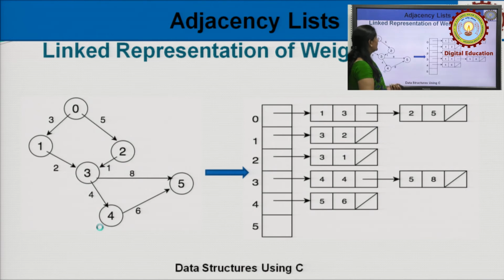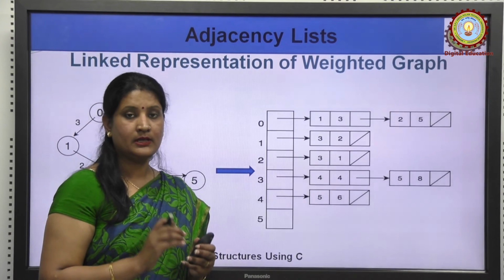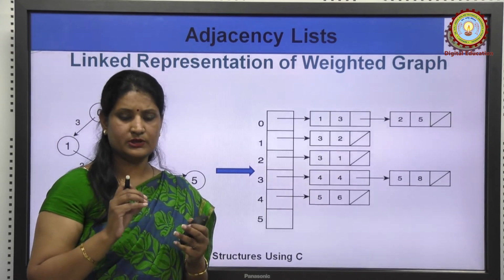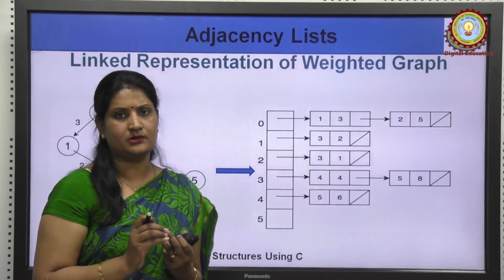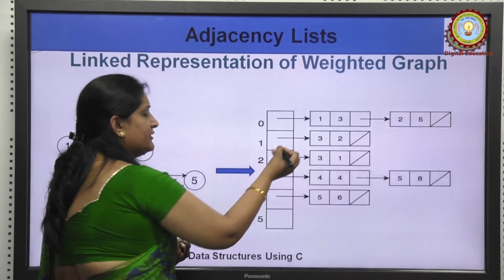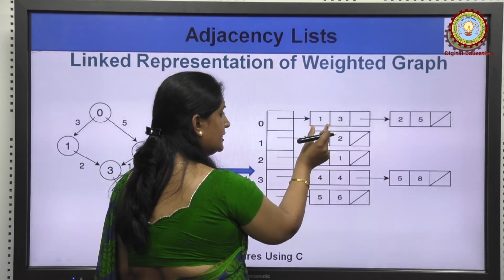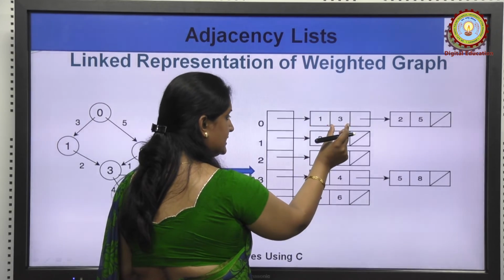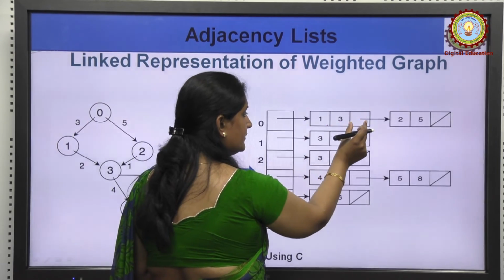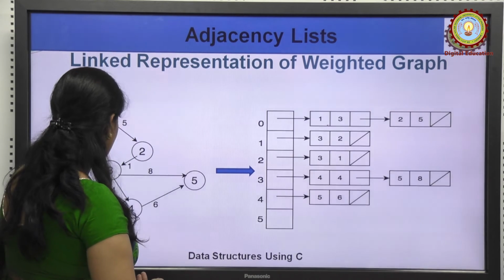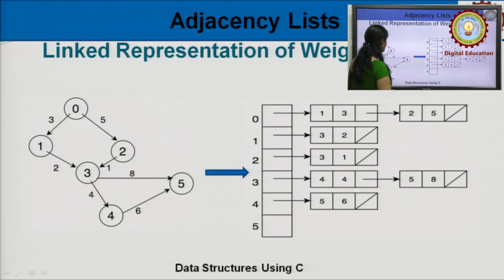Next is the weighted graph. As we know, the weighted graph is used to store the weight of the edges. So every node will contain 3 fields. The first field is the data field, the second is the weight, and the third will contain the address of the next adjacent node. So there are 6 nodes. The size of the linked list is 6.